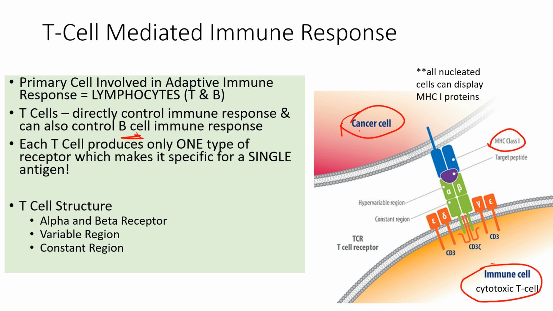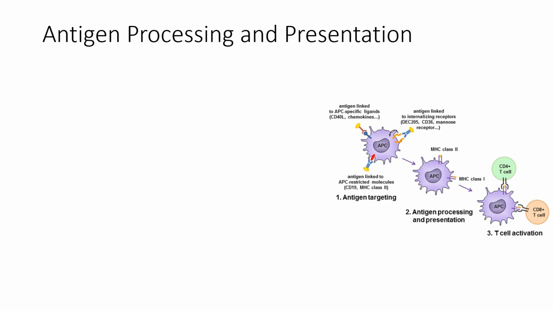Your cytotoxic T cell, which is a type of T cell, is going to respond to that cell, and it's responding to that major histocompatibility complex 1. So based on the image, we can infer this is a cytotoxic immune cell. That receptor has got alpha and beta parts, which is what's going to specifically bind with that antigen. That's your variable region, and then it's got a constant region.